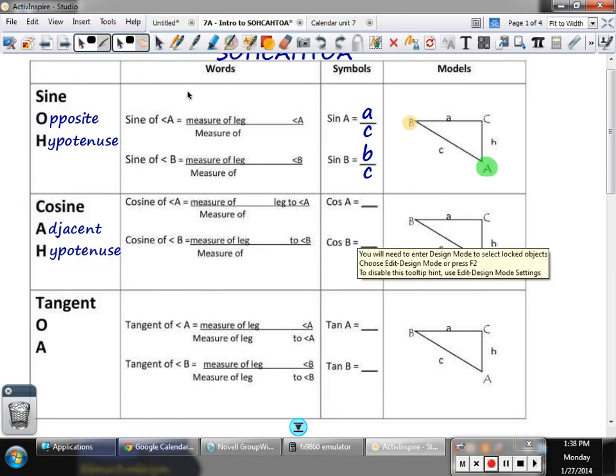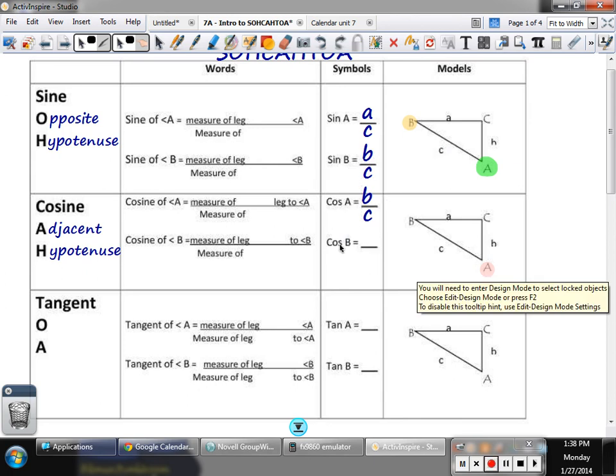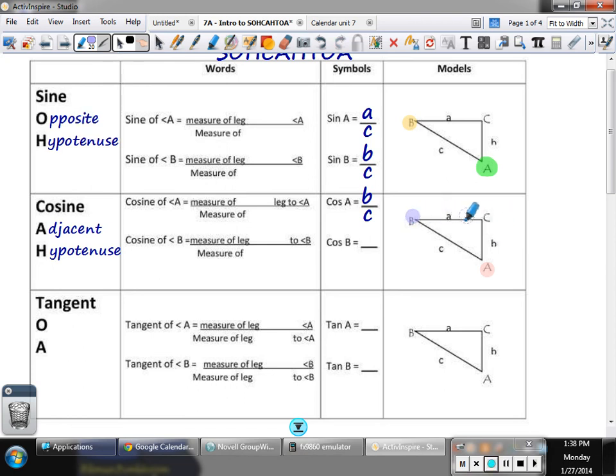Alright, so if we look at the cosine of angle A, adjacent means next to. There are two sides next to angle A, B and C. Well, C is also the hypotenuse, so we know that that's not it. So the cosine of A is the adjacent side, B, over the hypotenuse, which is C. The cosine of B is the adjacent side, so this side next to it right here, which is A, over the hypotenuse, which is C. So those are the sine and cosine relationships.